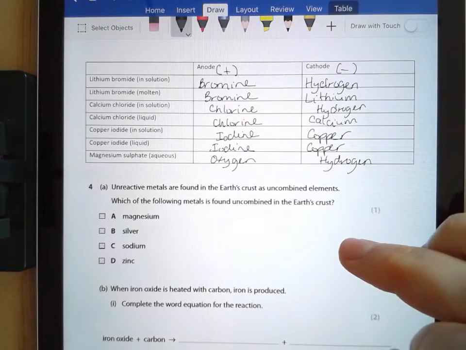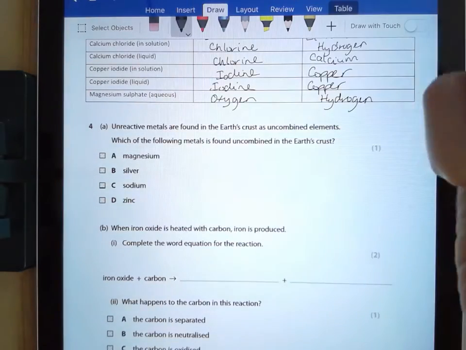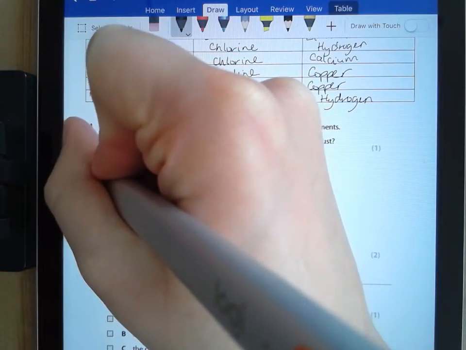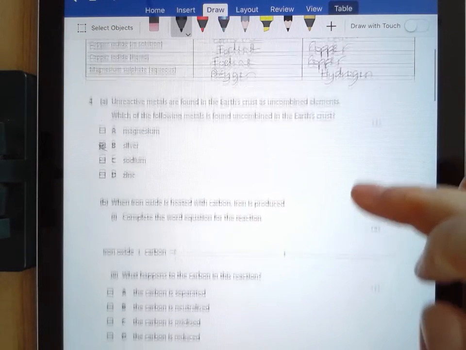Right. The next one, we've seen a similar question to this. Which of the following is found uncombined? If it's uncombined, it means it's unreactive. And the only one of these that is unreactive is silver. So silver and gold are the ones you find unreactive.